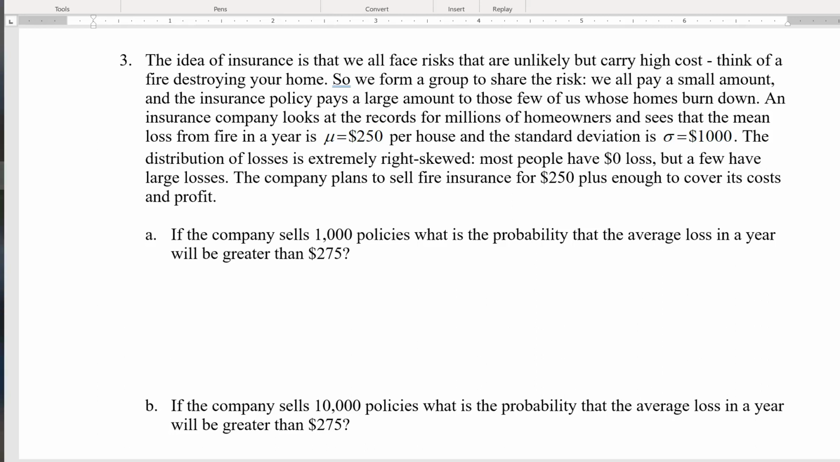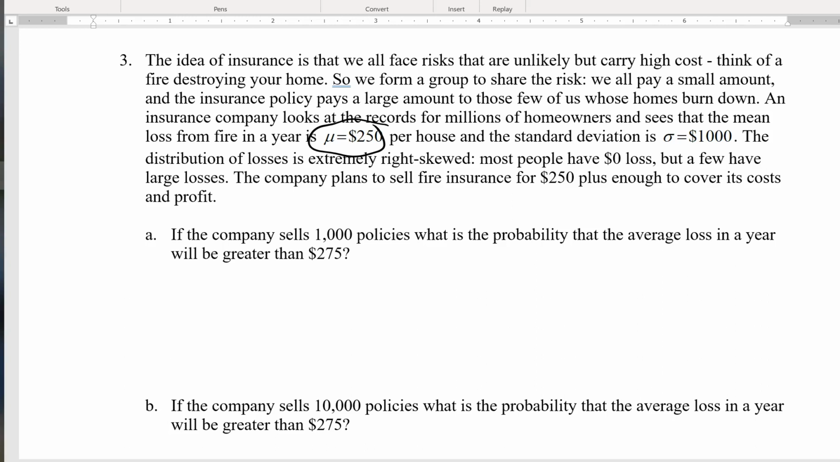Okay, the idea of insurance is that we all face risks. They're unlikely, but they carry a high cost. Think if a fire destroys your home. So we form a group, share the risk. We all pay a small amount. Okay. The insurance company looks at the records, 4 million homeowners, and says, the average loss is $250 per house.